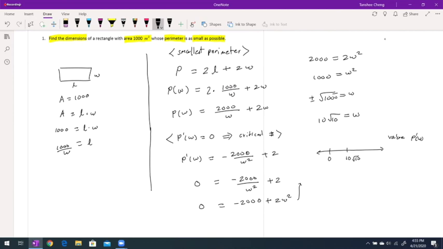Okay. So in this case, when you test for the value of P prime of W, because we are trying to use the first derivative test, I can choose a number right here. Let's say I pick 1 and plug it into the first derivative function, that will give me a negative value. And if I pick a number bigger than 10 square root of 10, which with a calculator is approximately 31, let's choose 32.